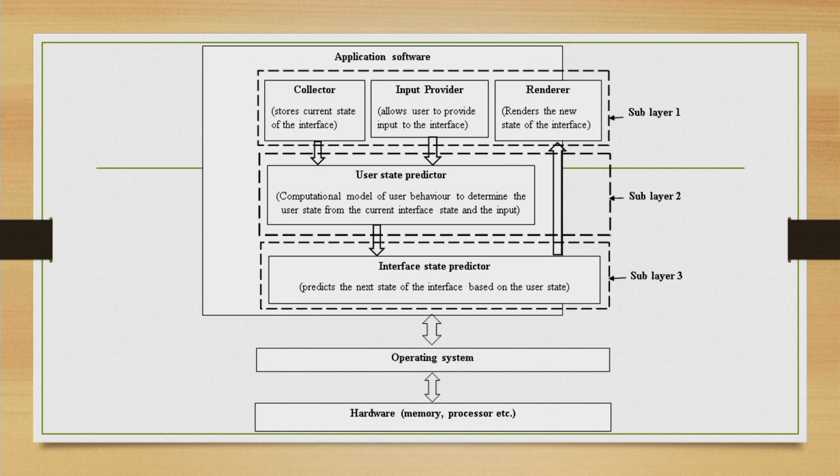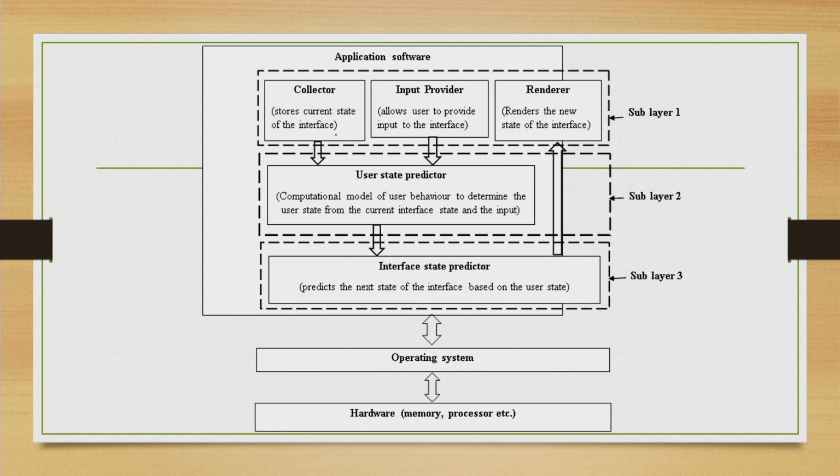So, just to recollect, there is this application layer or application software which has three sublayers. Sublayer 1 consists of three programs: collector program, input provider program and renderer program. Now, the job of the collector program is to store the current state of the interface. The job of the input provider is to allow the users to provide input to the interface, and the job of the renderer is to render the new state of the interface.